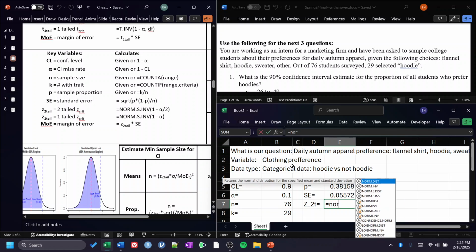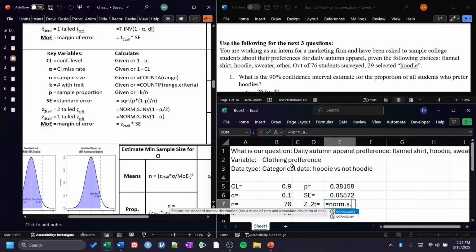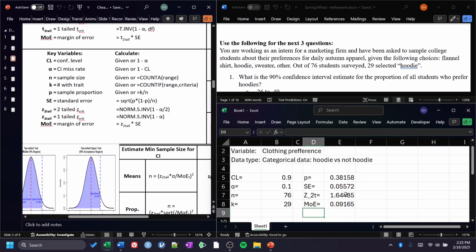We'll type norm.s.inverse, and let's type this out: 1 minus our alpha value divided by 2. And we can hit enter there. And we've got this z-score, and we can now type out our margin of error, our MOE, and that is just equal to that z two-tailed times the standard error. And now I have the margin of error.